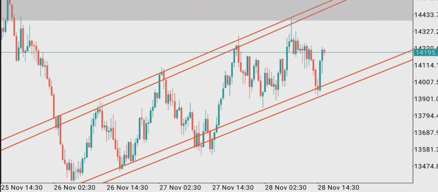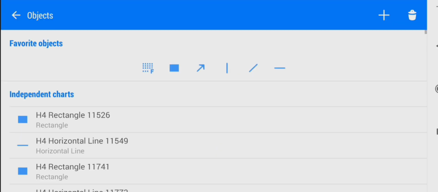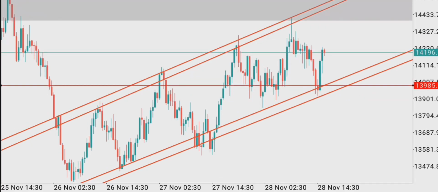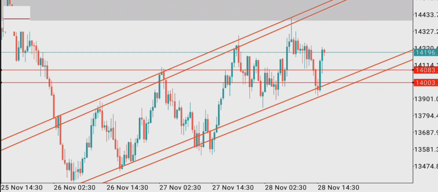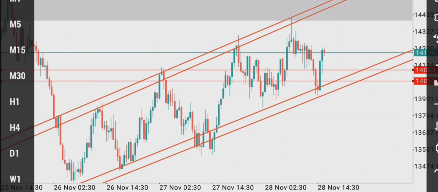So take for example that I want to place my SL at this point here. Okay, so let's assume that my entry is going to be around this area here, and I want to place my SL to be around this area here. Now, the reason why I am placing my SL around that particular area.